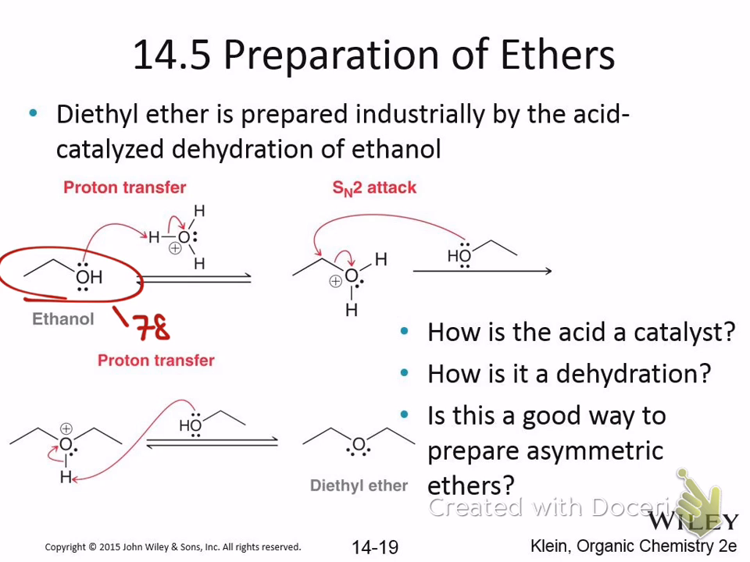Diethyl ether's boiling point is 35 degrees Celsius. So as soon as it forms, it's above its boiling point and it leaves the solution. So even though it might not be a very good reaction equilibrium-wise, you can force it to completion simply by collecting the distillate, allowing it to distill out.